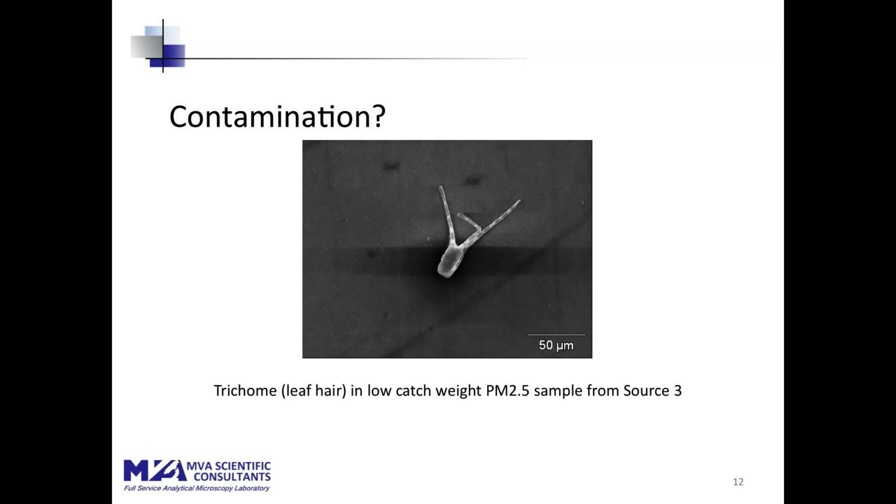Certainly there are contaminant particles present. This is a trichome in a low catch weight PM 2.5 sample. This is from source 3. A trichome is a leaf hair. This material, which is very large, over 50 microns in longest dimension, is certainly not originating in the stack. This is a contaminant from the environment.